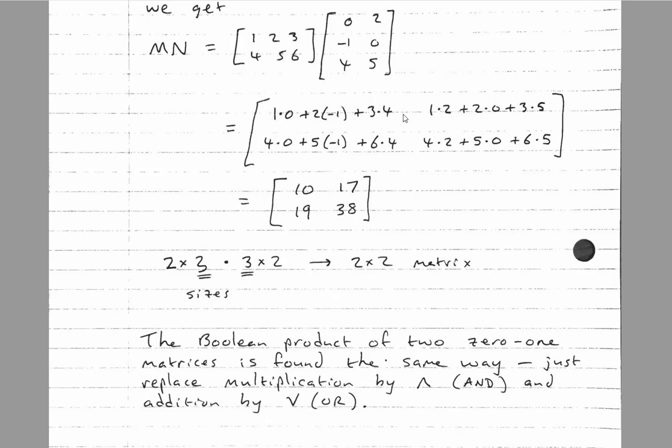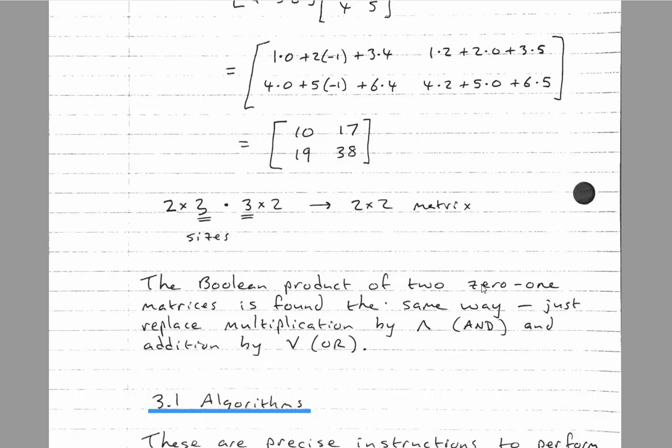But doing it the same way, multiplying rows by columns, that gives the Boolean product. And the Boolean product is written as a circle with a dot. More details in section 2.6.